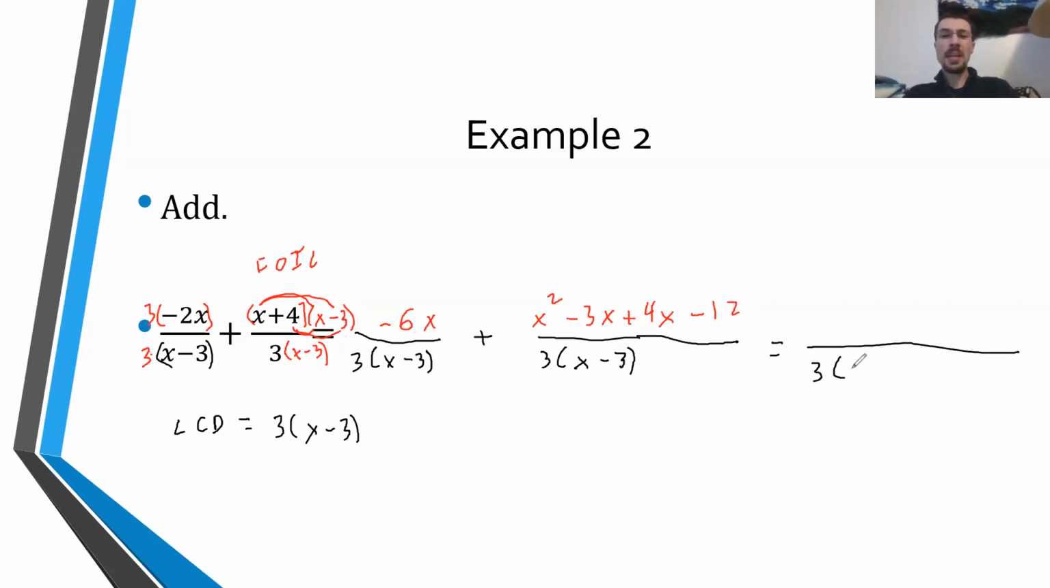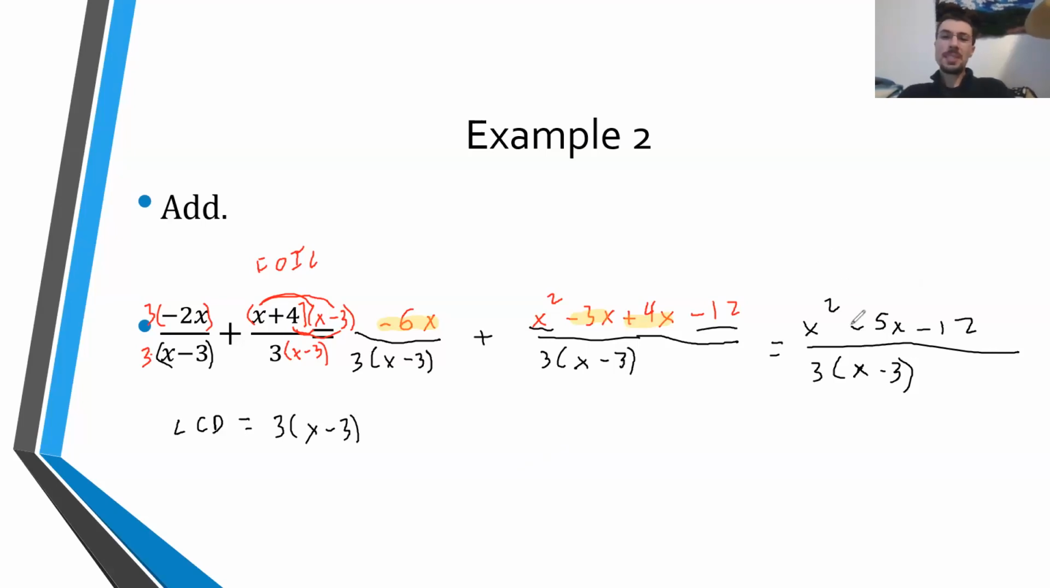Now we can combine like terms in the numerator and keep the bottom the same. We have an x squared. And then we can combine several terms. We can combine a -6x plus -3x plus 4x. Combine all of those, and we get -5x. Then we have the minus 12.